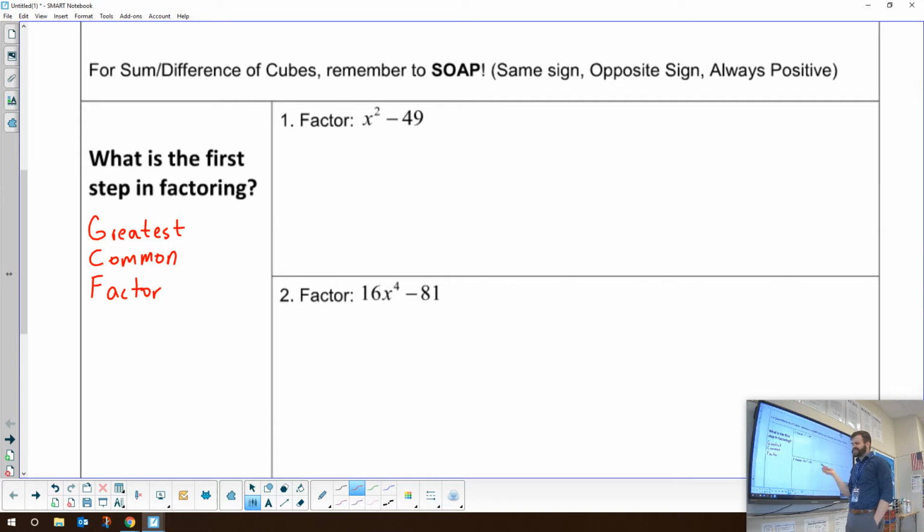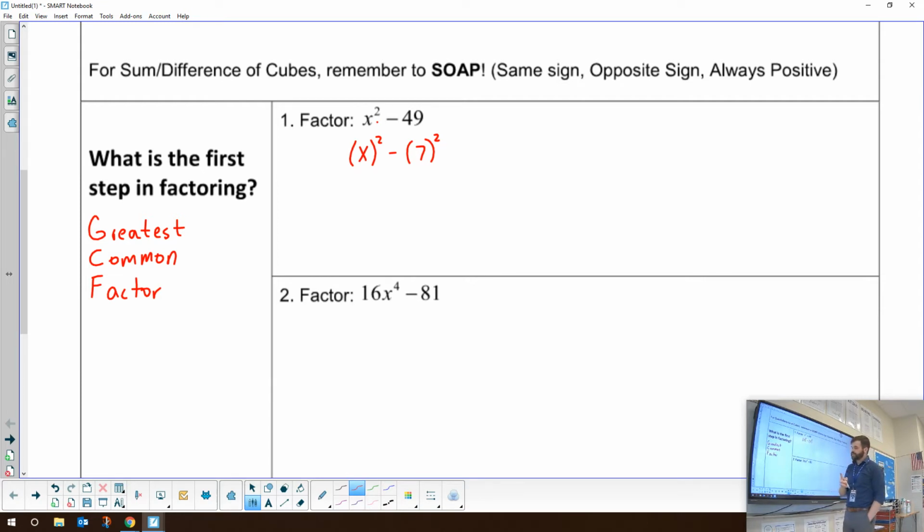So number 1, well, first let's investigate. Do we think this is a difference of squares or a difference of cubes problem? Well, this one has a squared, so I'm going to think difference of squares. Now, whenever we look at this, we're going to think, okay, what are these as perfect squares? Well, x squared, that is x squared, okay? And 49, if we take the square root of 49, we get 7. So 49 is 7 squared.